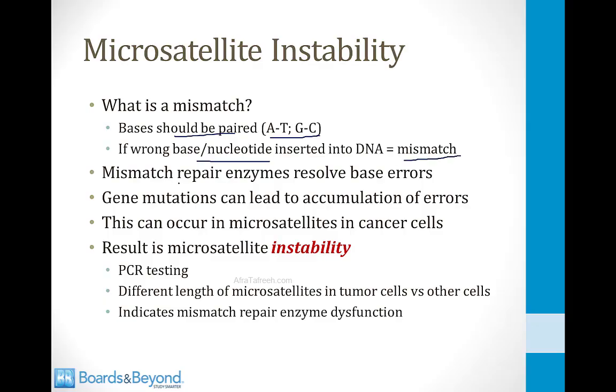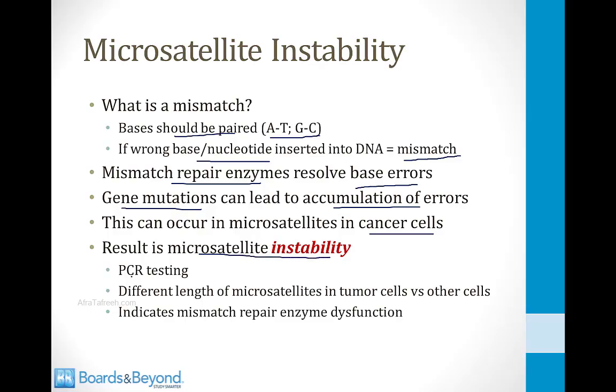If the wrong base or nucleotide is inserted into DNA, that can lead to a mismatch. Now luckily, we have mismatch repair enzymes that resolve base errors. But if you have a gene mutation in a gene that codes for a mismatch repair enzyme, then that mismatch repair enzyme can become dysfunctional, and this can lead to an accumulation of errors. This can occur in the microsatellites of cancer cells, and that's one pathway by which colon cancer develops. This is called the microsatellite instability pathway.